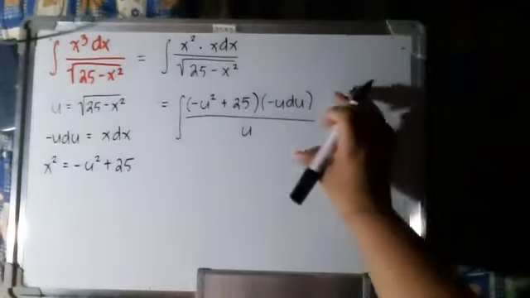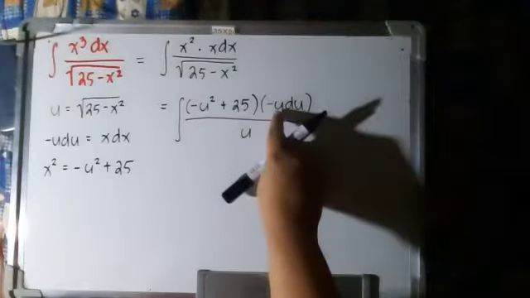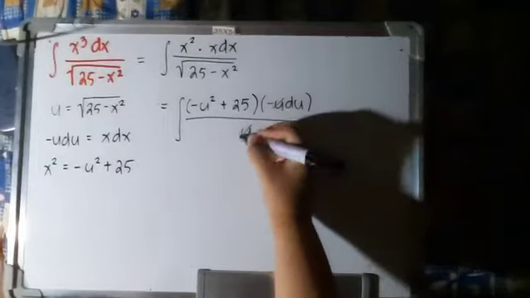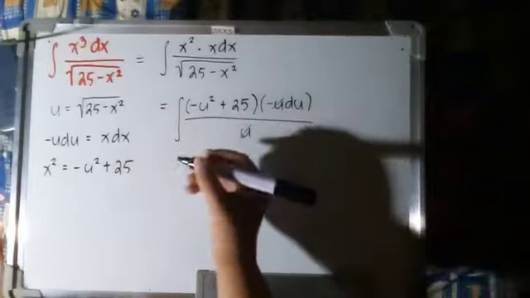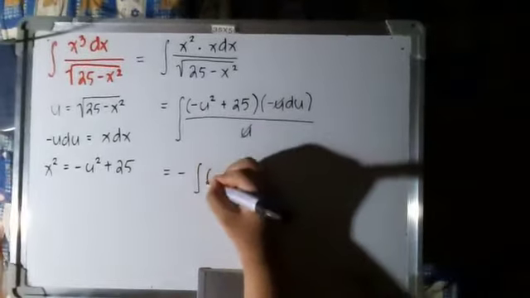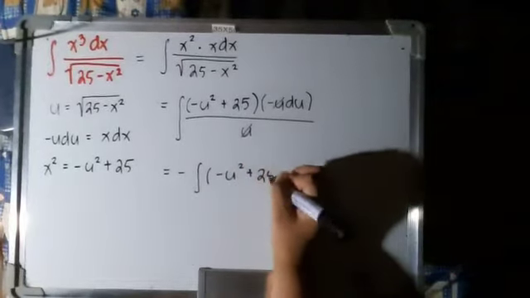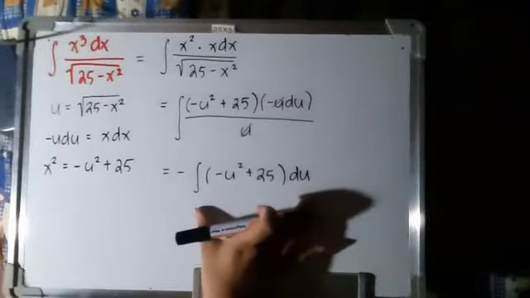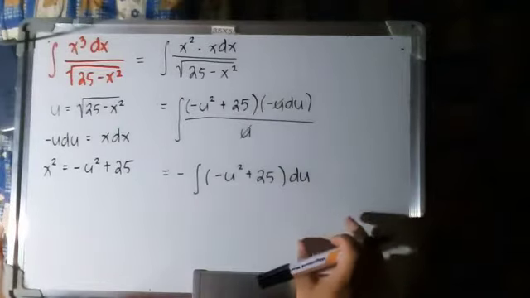Kung mapapansin niyo, mas simple na siya compare dito. Next step, pwede nating i-cancel out yung u. So, this will be canceled out. May negative pa tayo dito, so pwedeng ilabas na lang natin dito. So, we can rewrite this as negative integral of quantity negative u squared plus 25 quantity du. So, ito, mas madali na siya na i-integrate. I-integrate na lang natin to by term.